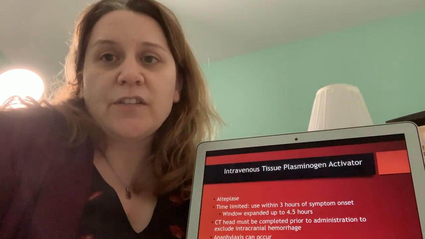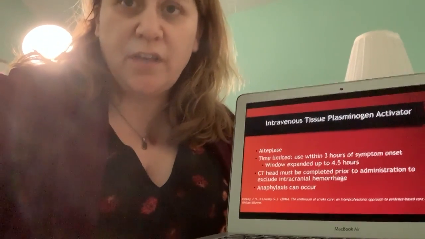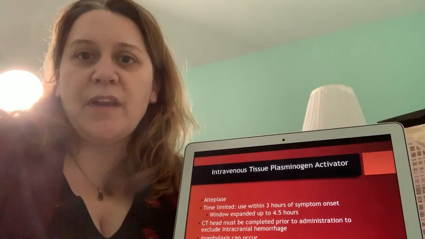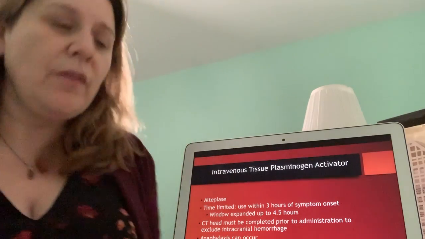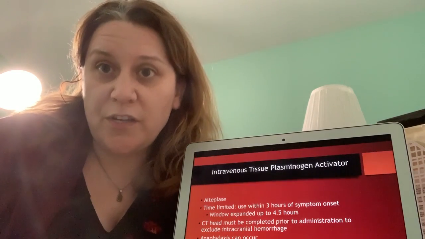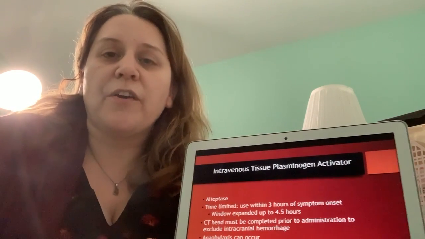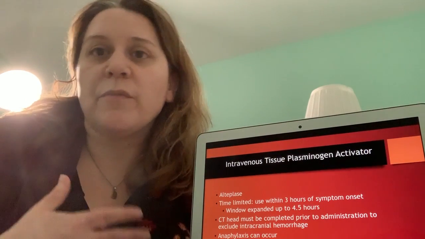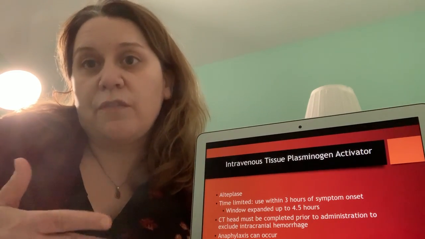One of the side effects of TPA is anaphylaxis. It's rare, but it can occur. So any clinician caring for a patient who's received IV TPA, you want to just be aware that anaphylaxis can occur. You want to get a good health history on these patients. Talk to the patient, talk to the family if they can, look at the medical record. You want to make sure they're not taking any blood thinners, haven't had any recent trauma, recent surgery, or recent internal bleeding, because these would be contraindications for TPA.